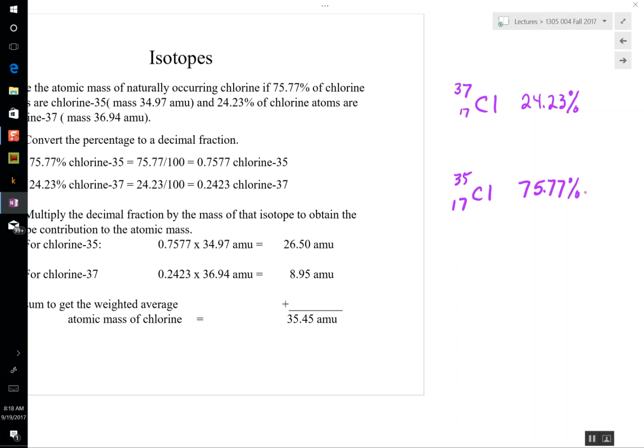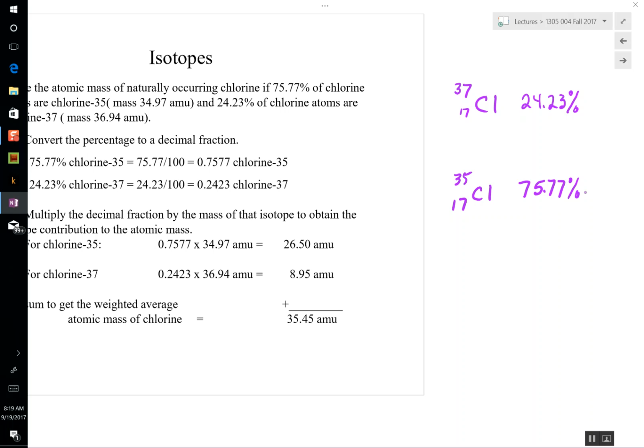This is the natural abundance. So you go home, you take your Clorox bleach, and now you can think at a much higher level about it. I've got chlorine atoms in here. 75% of them are chlorine 35, and 25% of them are chlorine 37. That's what's in that bottle: 2 different kinds of chlorine atoms.